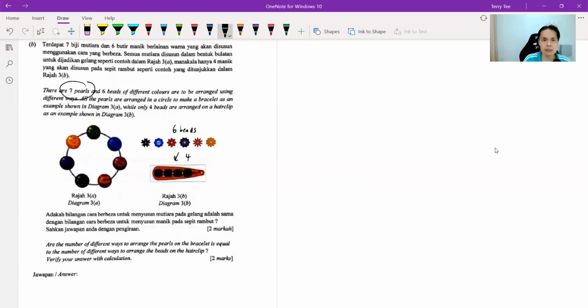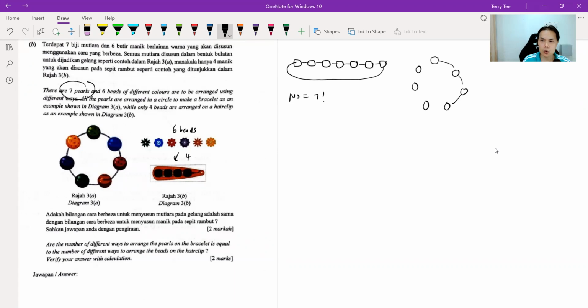Okay, so I hope you know by now for circular arrangement. First of all, they ask to verify that the number of different ways to arrange the pearls on the bracelet is equal to the number of different ways to arrange the beads on the hair clip. Okay, for circular arrangement, if I arrange them this way, like 7 items in a row, the number of ways is just 7 factorial. But the moment you join this together, and then you connect the last one with the first one, what happens is you have 1, 2, 3, 4, 5, 6, 7.